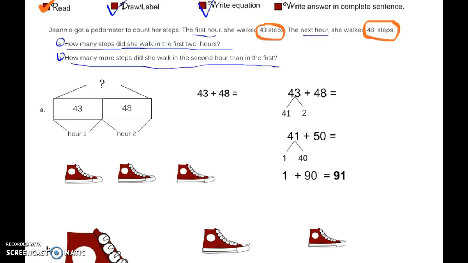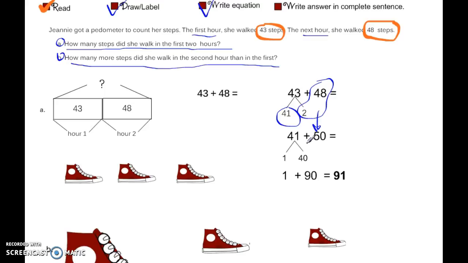Then I can take and add 48 and 2 together, and that's going to give me my next 10 of 50. That leaves me with 41. So now I simply have to add 41 and 50. Again, I want to do the easy math. I know that 41 I can break down into a 1 and into 40 to give me a 10.